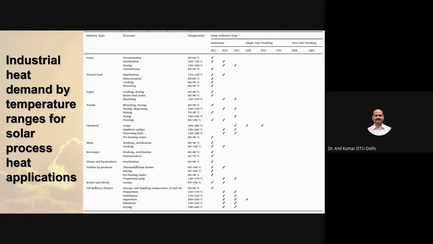There are the FPC flat plate collector, the ETC evacuated tube collector, the CPC compound parabolic collector, and the LFR linear Fresnel reflector. These are different solar thermal energy conversion technologies, and they are sufficient to provide this temperature range, right?